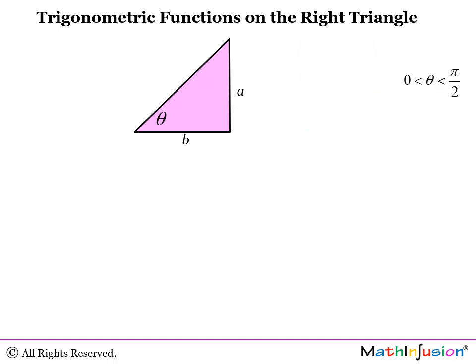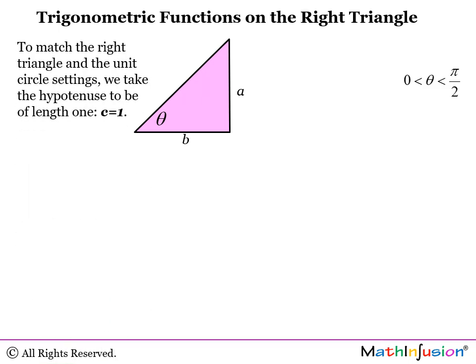We want now to see the connection between trigonometric functions on the right triangle and trigonometric functions in the unit circle. If I'm going to take this triangle and put it somehow in the unit circle, I will need to take that the length of C is 1. So now instead of C, we know that this is of length 1.